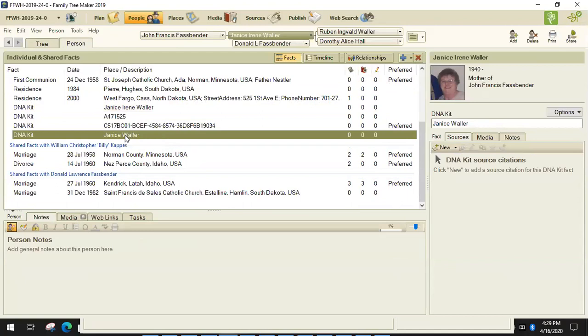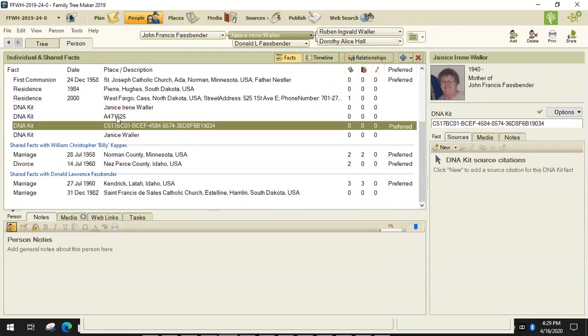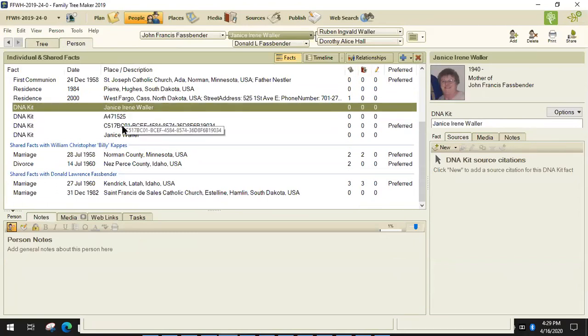This is how Family Tree DNA knows her. So for each company, you'll probably have a different match or match ID. I see. How do you remember which kit number is for which company? Because you don't have any place to write it down.